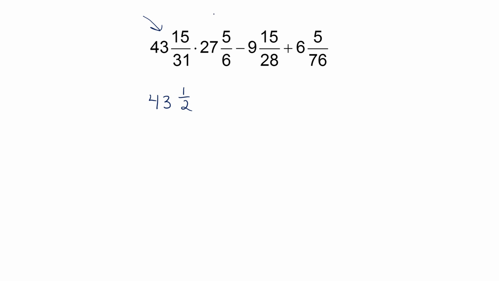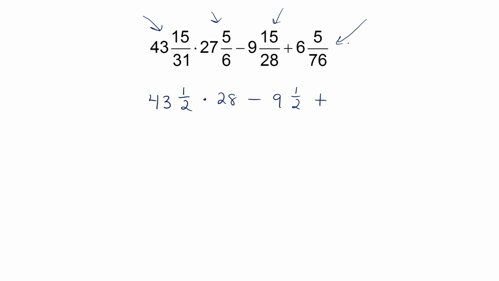Now look at the next fraction. 5/6 is very close to being 1. So 27 and 5/6 is approximately equal to 28. So we'll multiply by 28 minus, here we have 9 and 15 over 28. And here again, the numerator is close to being half of the denominator. So we'll approximate that as being 9 and 1/2 plus 6 and 5 over 76.